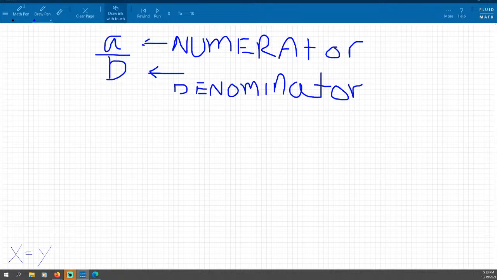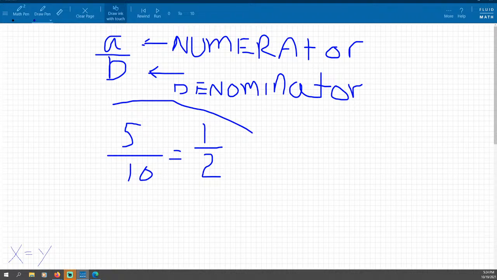So equivalent fractions are two equal ratios expressed using different numerators and denominators. So if you had 5 over 10, that is equal to 1 over 2. So those are the same thing.